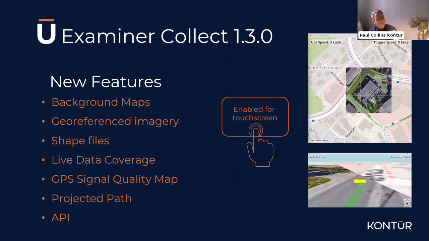So the new features that come with this, exactly as your question just pointed out, you have background maps. So you have the same maps as you have in Examiner. So you have satellite imagery, aerial imagery mapping, okay? You can import georeferenced images, even if you want to bring in orthomosaics, things from drones, if you want to bring those in as tiles, you can. Shapefiles, all supported. So anything you get that's boundaries, right? You can bring those in.